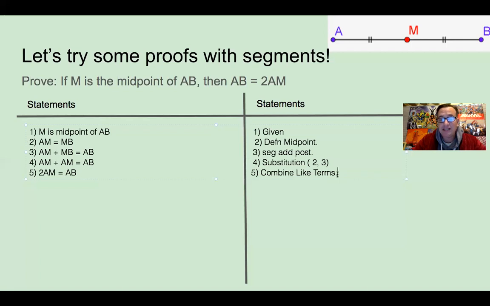Now, I'm going to tell you, if you did this, I would give you 100%. This is absolutely correct. But I want you to look at something here. And this is the I hate you part of the proof. AB is on the left-hand side. 2AM is on the right-hand side.